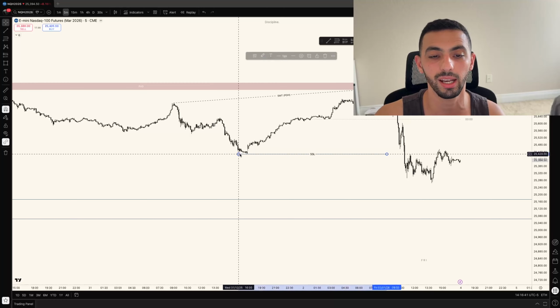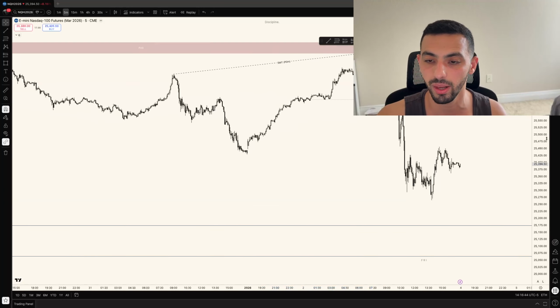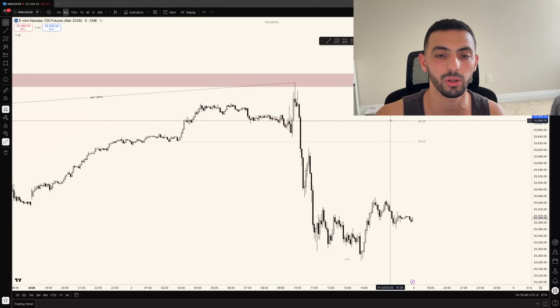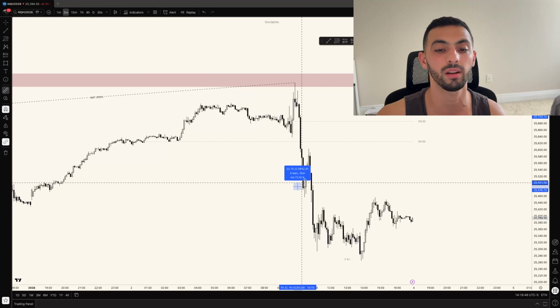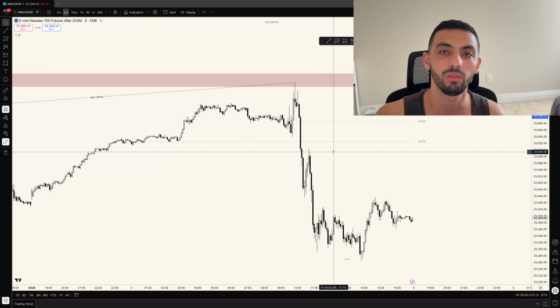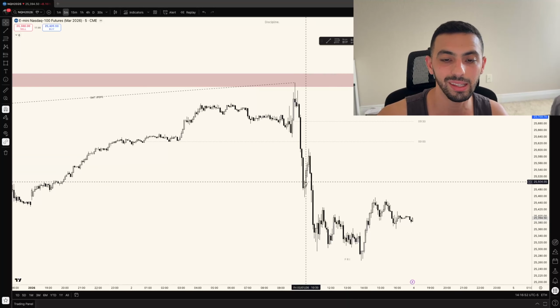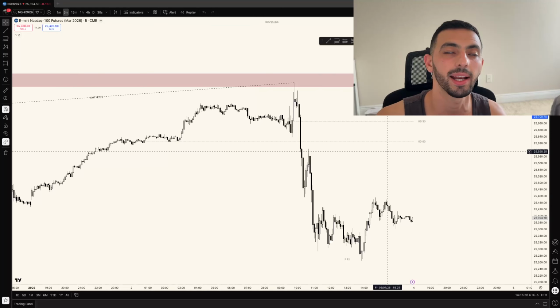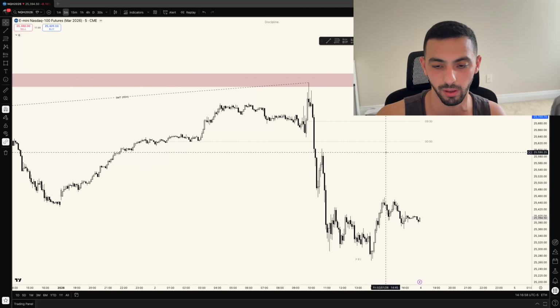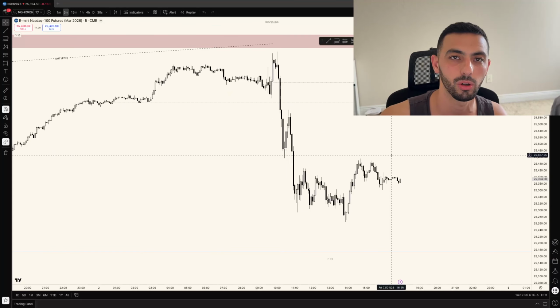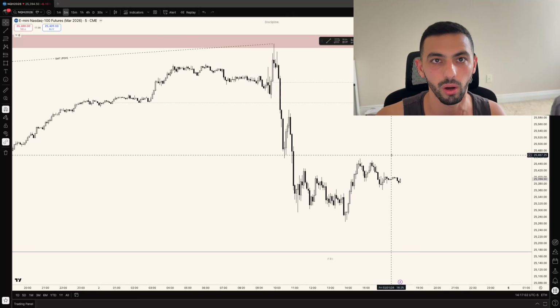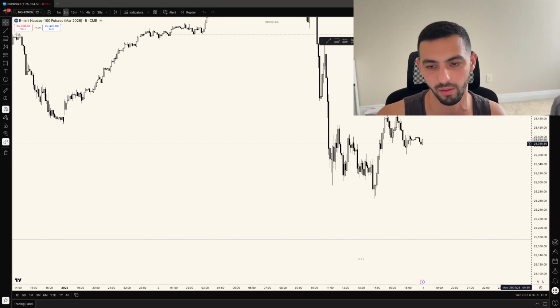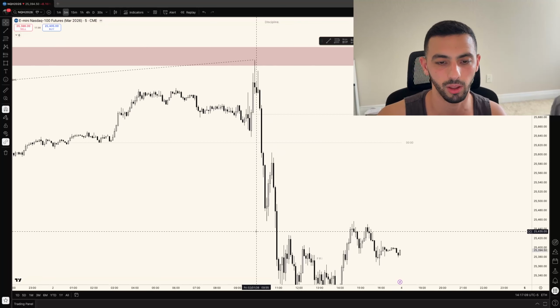Focus on the draw on liquidity. What is the market telling us? Where is the manipulation? What areas are we trading towards? That way you can avoid taking stupid losses, because these longs were bad. These longs were really bad, and I know a lot of people probably took them. Only in my Discord, which is like 30 something people, some people took it, so I'm sure a lot of people took this trade and got smacked.